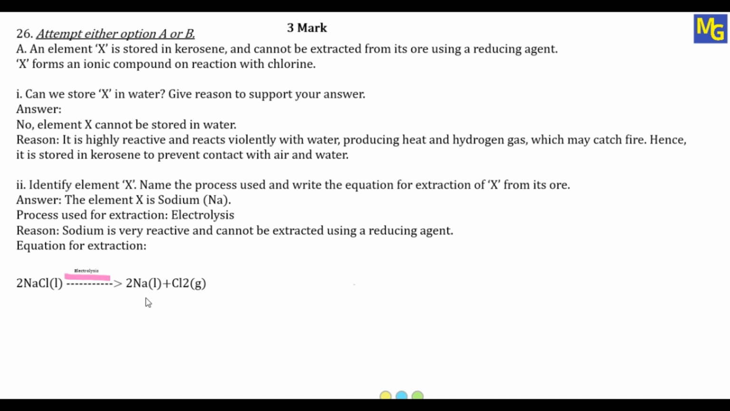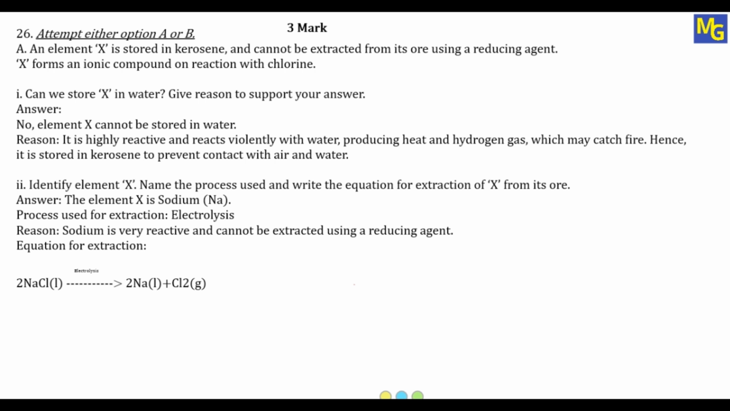Electrodes are nothing but the metals which conduct electricity in solid state. So in one of the electrodes, Cl2 gas, that is chlorine gas, will be formed, and this you can again use for some other chemicals preparation. So this is the answer for question number 26.